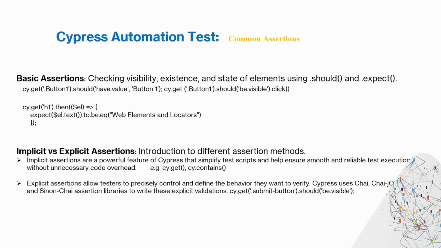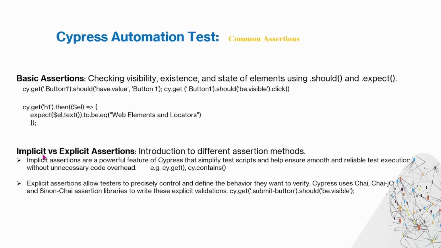For example, we can use cy.get button 1, and then we can use should, and then we'll have this value for button 1. We can also use cy.get button 1 should be visible, and then click it afterwards. This is another example of an assertion statement that we can use. We can use this expect right here, using this sort of syntax, to do our assertion.